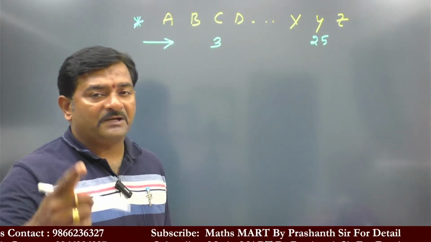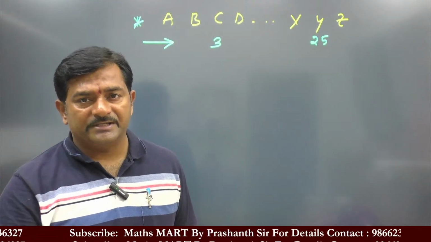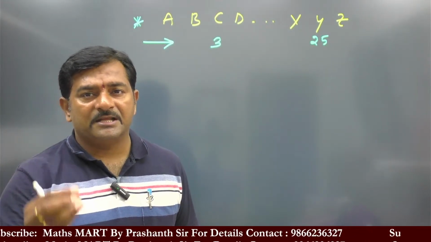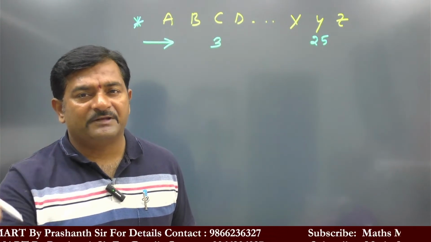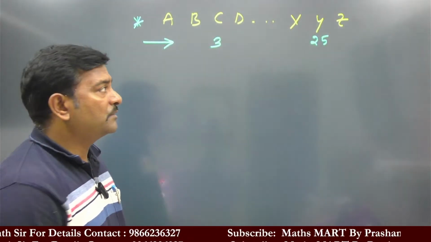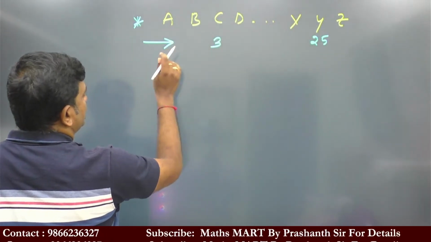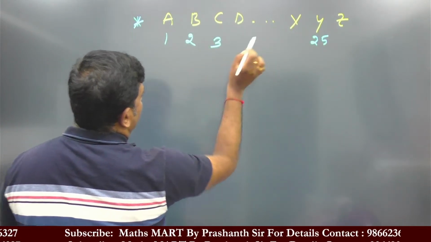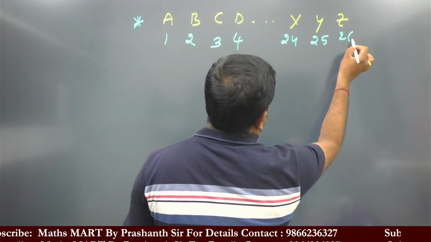For example, if someone asks you the position of T from right to left, we just discussed T means 20, like T20 cricket matches. If someone asks the position of T from the right side, is it 20 again? No, it's not 20. Now we'll discuss how to find that. Very simple, you need not worry. A means 1, B means 2, and so on; 24 and 26 also.